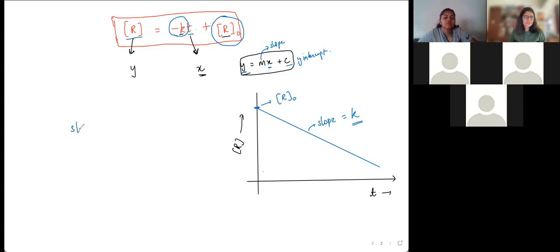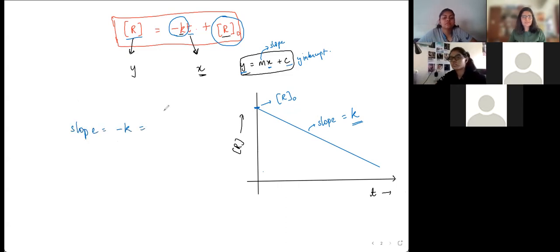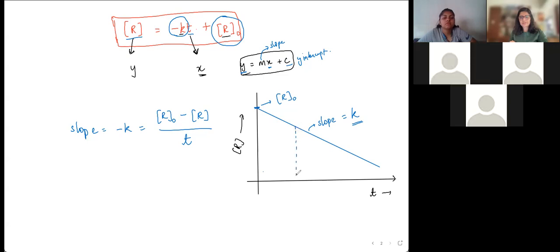So slope is equal to minus k, that is equal to initial concentration minus the concentration at any point of time divided by that point of time. So the gradient, how do you find out slope? As you said, take any time t, the concentration is R naught, R, then it's y2 minus y1 divided by x2 minus x1. So that's what it is.